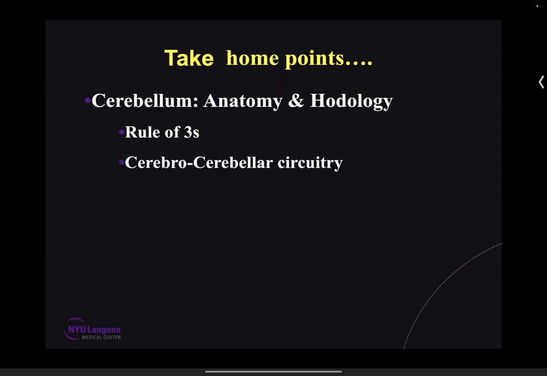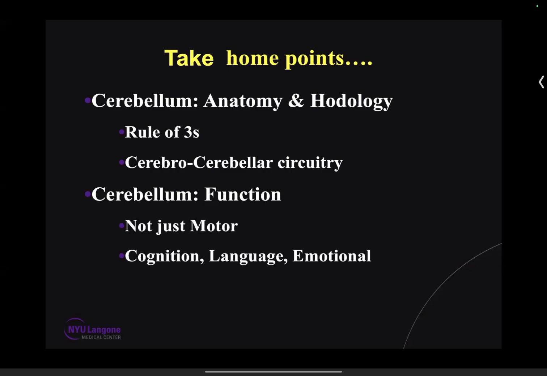But the most important thing I want you to take away from this lecture is to remember this cerebrocerebellar circuitry, very very important. We forget this, but if you remember this and know the pathways, you will start seeing a lot of cerebral lesions causing cerebellar atrophy, or brainstem lesions causing cerebellar atrophy and cerebellar dysfunction, or functional crossed cerebellar diaschisis. And function, as I said, cerebellum is not just motor; it's very very important in cognition, language, emotion.